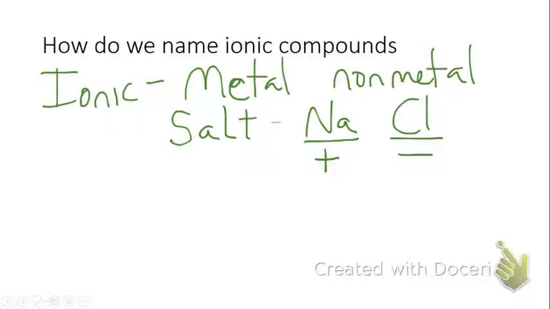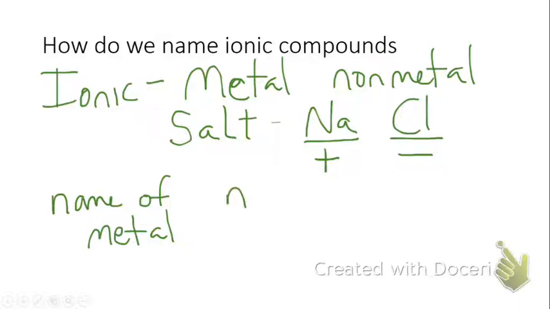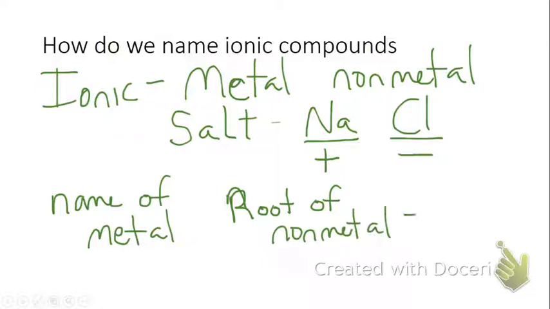So, how do we name an ionic compound? Well, we take the name of the metal and we don't change it. We take the root of the nonmetal and we add "ide" to it.